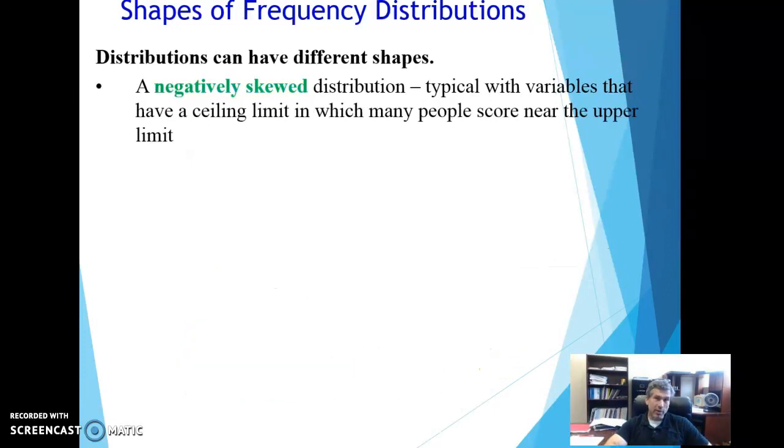Negatively skewed distributions, on the other hand, oftentimes happen in the opposite situation, where there's a maximum score and most people score pretty close to that maximum score.